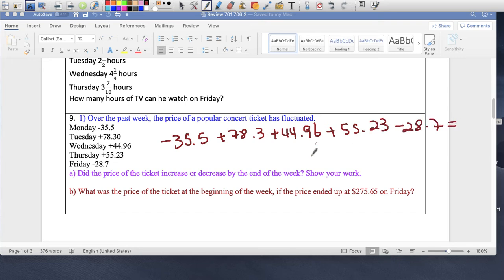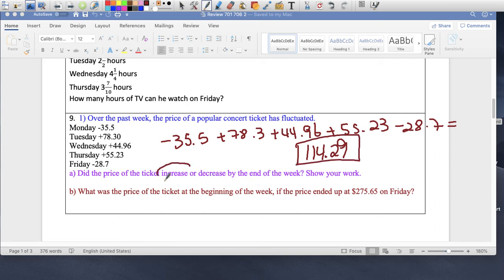So we have to find out if the price increased or decreased over the week. So please make sure that your answer is negative or minus 35.5 plus 78.3 plus 44.96 plus 55.23 and then minus 28.7. That gives us a total of 114.29. So even though there were some ups and downs, the price ended up being up for the week.